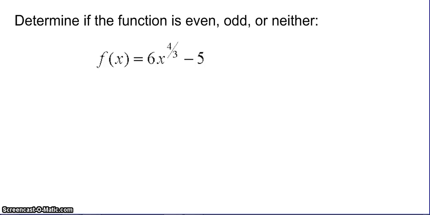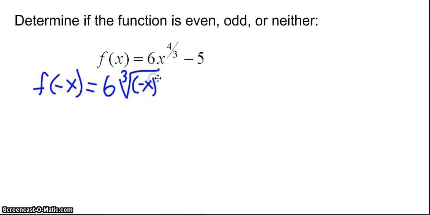So now pause the video, take a minute, and try to determine if this function, f of x equals 6x to the 4/3 minus 5, is even, odd, or neither. Okay, hopefully you came up with that the function is even, but now let's look at why that is. So first, what is f of negative x? Well, f of negative x means substituting in negative x wherever there's an x. Now I'm also going to rewrite x to the 4/3, remember, as the cube root of x to the 4th. So this becomes 6 times the cube root of negative x to the 4th, and then minus 5.